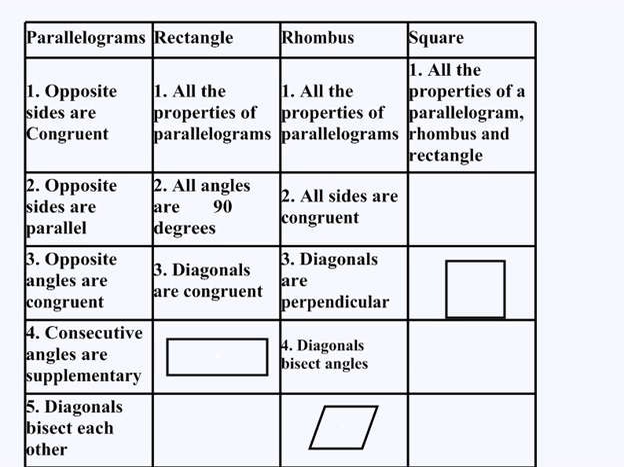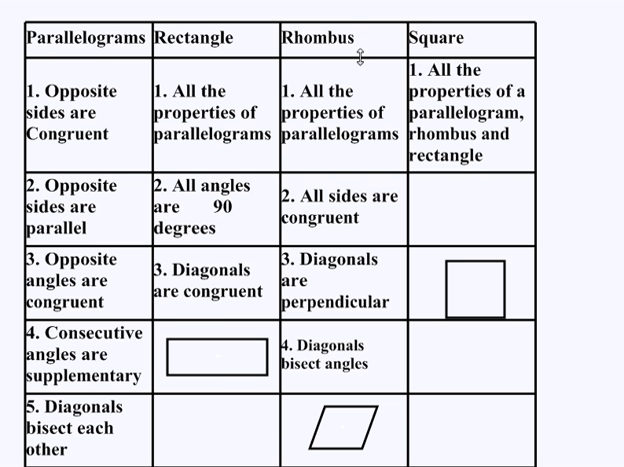All right, let's go over the properties. We've looked at the properties of parallelograms already in our previous videos. A rectangle has all the properties that a parallelogram has. So opposite sides are congruent, opposite sides parallel, and so on. In addition to that, in a rectangle, all angles are 90 degrees, and the diagonals are congruent. And this is what a rectangle generally looks like.